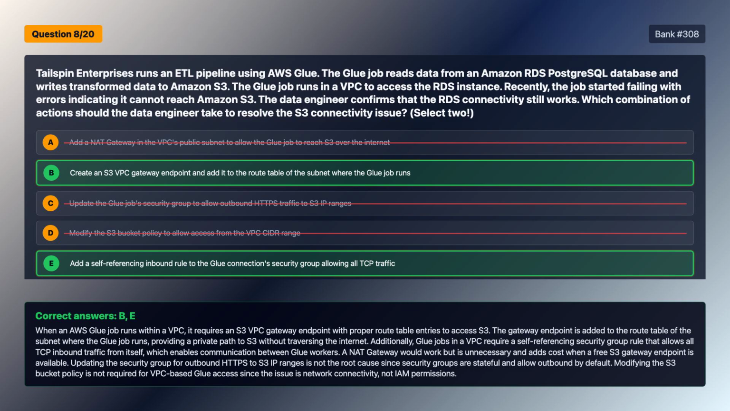Updating the security group for outbound HTTPS to S3 IP ranges is not the root cause, since security groups are stateful and allow outbound by default. Modifying the S3 bucket policy is not required for VPC-based Glue access, since the issue is network connectivity, not IAM permissions.